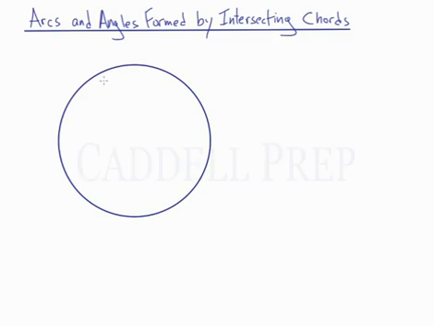In this lesson, we're going to look at the arcs and the angles formed by intersecting chords. So, in this circle, let's draw a pair of chords which intersect. And when they intersect, they form a whole bunch of angles here. We have this angle and this angle, which are vertical, so they're equal. We also have this angle and this angle, which are vertical, so those are equal.